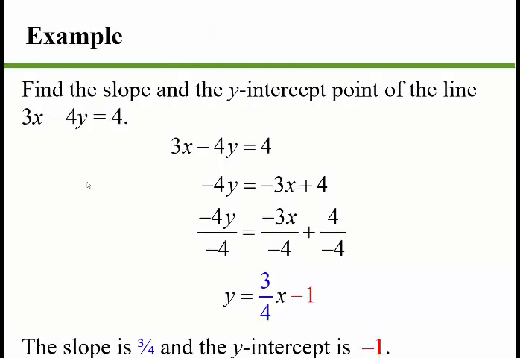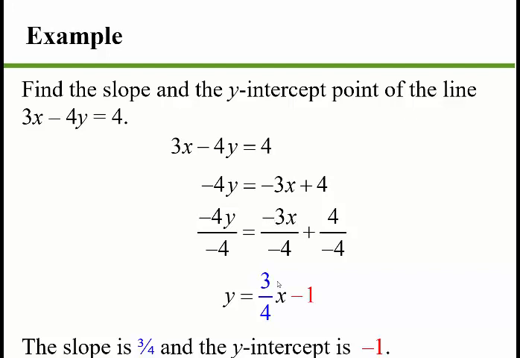All right, let's do an example. Find the slope and y-intercept point of the line 3x minus 4y is equal to 4. Well, remember, the slope-intercept form gets the y value all by itself. So I'll start with my equation. The first thing I'll do is subtract the 3x over, so I move the 3x over. Now I want to get the y by itself, so I divide by negative 4. And when I divide this side by negative 4, I have to divide everything else by negative 4.